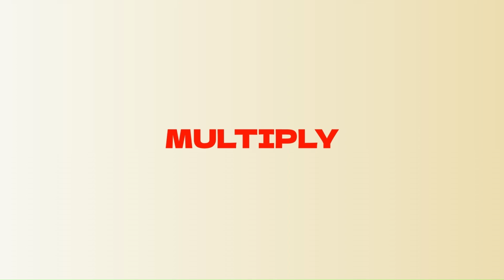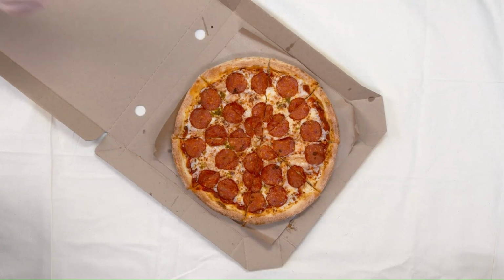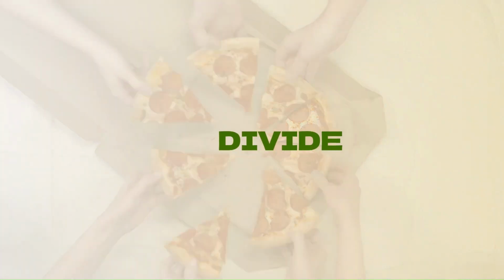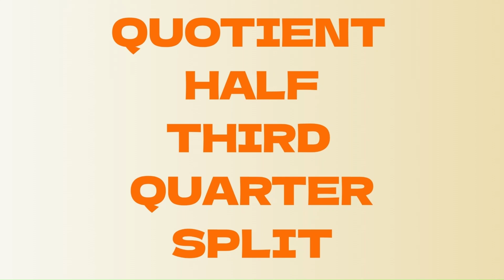Words that might get us to use the multiply sign might include product, times, per, twice, and triple. On the other hand, if we were to use the divide operation, we might hear words like quotient, half, third, quarter, and split.